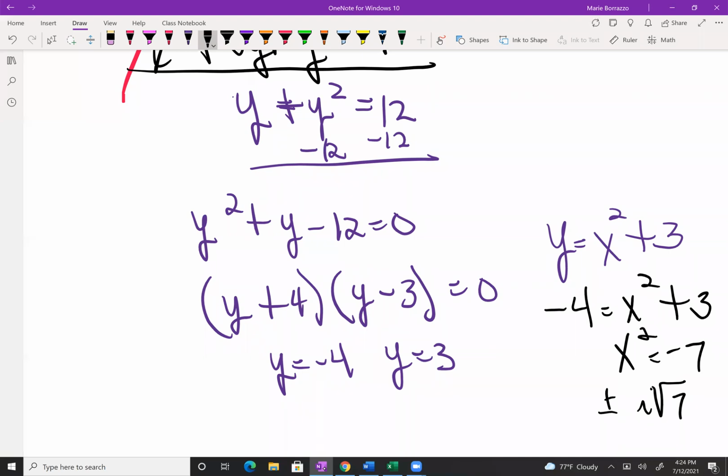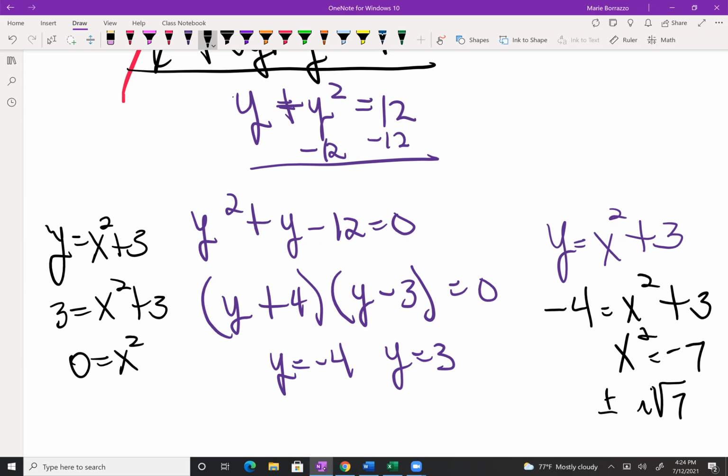But if we substitute into the same equation where y equals x squared plus 3, and I substitute in the +3, then I have 3 is equal to x squared plus 3, which means that 0 is x squared, therefore x is equal to 0. And that could be a potential solution, and that would be the solution 0, 3.